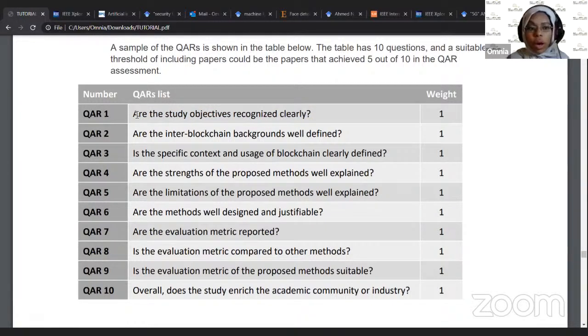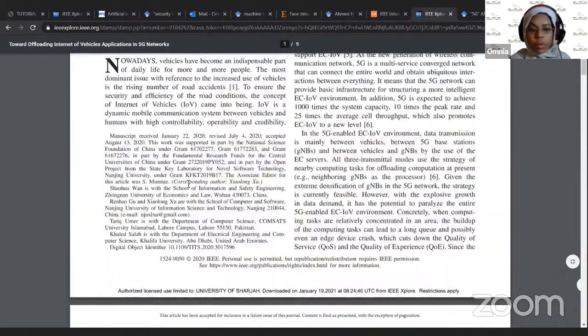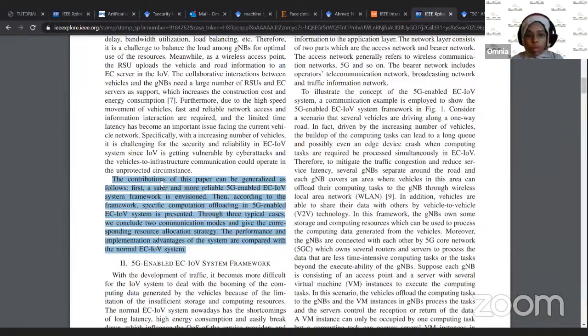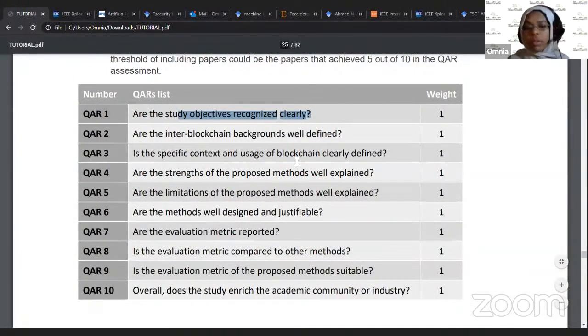So the first QAR, which is very general, is: are the study objectives recognized clearly? Did the paper talk about the objectives? In our example here, sorry, I'm going back and forth, but I just wanted to show you whether we can identify the answers right away from the first look. Here we can see that this paragraph talks about the contribution, and by reading it, we understand that they mentioned the points of their contribution. So we're going to give them a 1, for example.